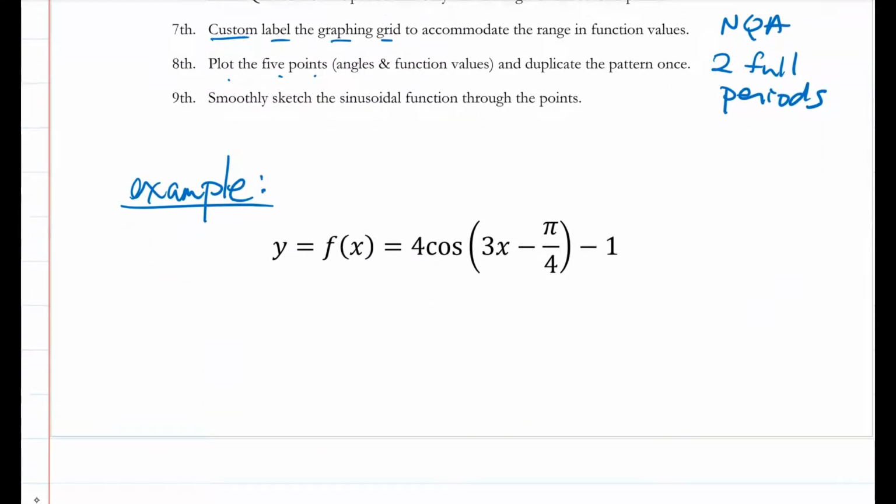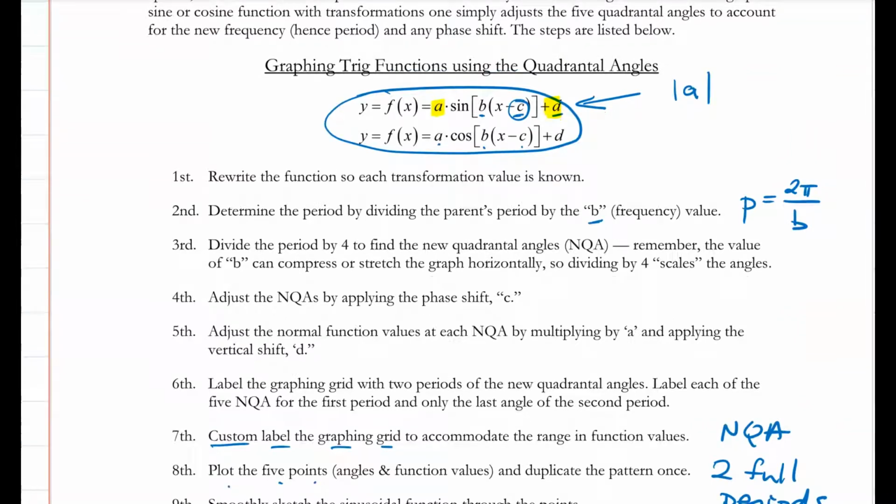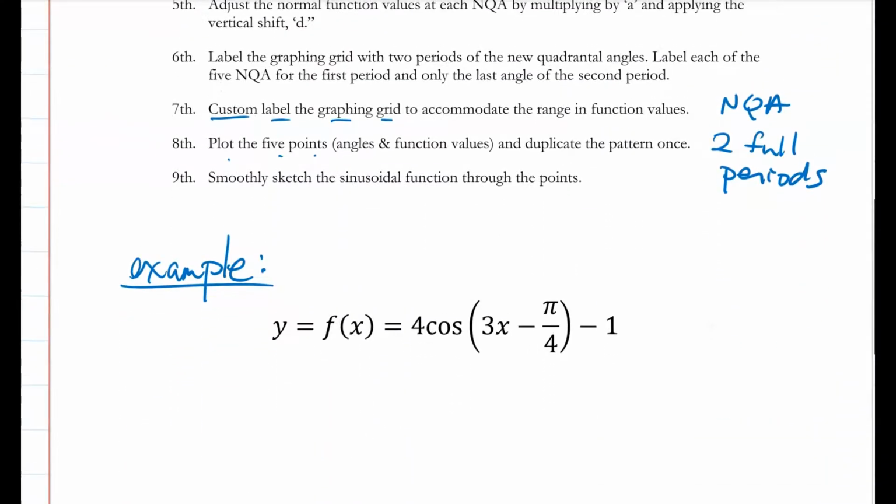So in this case, we have y equals f of x is 4 cosine of 3x minus pi over 4, minus 1. Now that may look daunting at first. If you haven't graphed many of these, it probably does. Well, first of all, let's go back and see what we're supposed to do. We want to put our function into this standard form where we can see all the transformations clearly. In this case, we can see that the frequency is 3 here, but the phase shift is not directly obvious unless we're used to working with fractions and distributing in our heads.